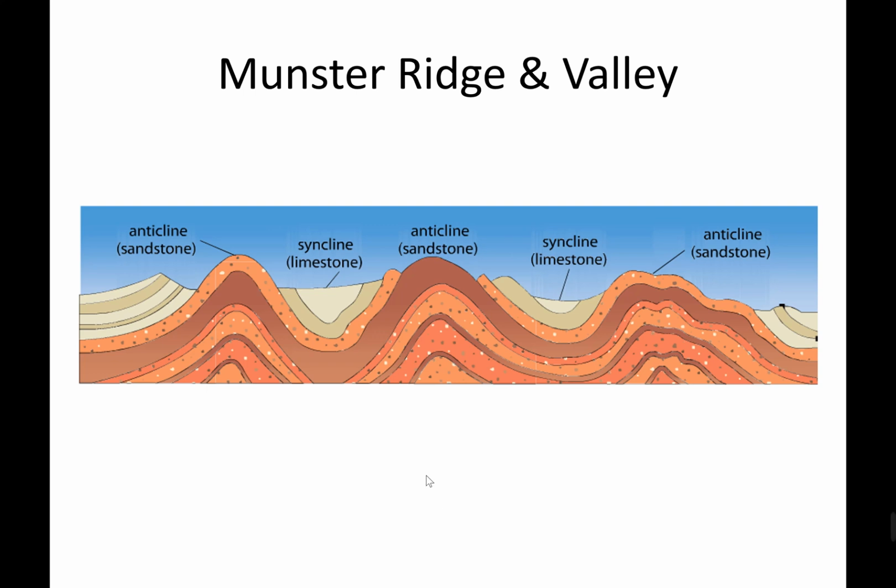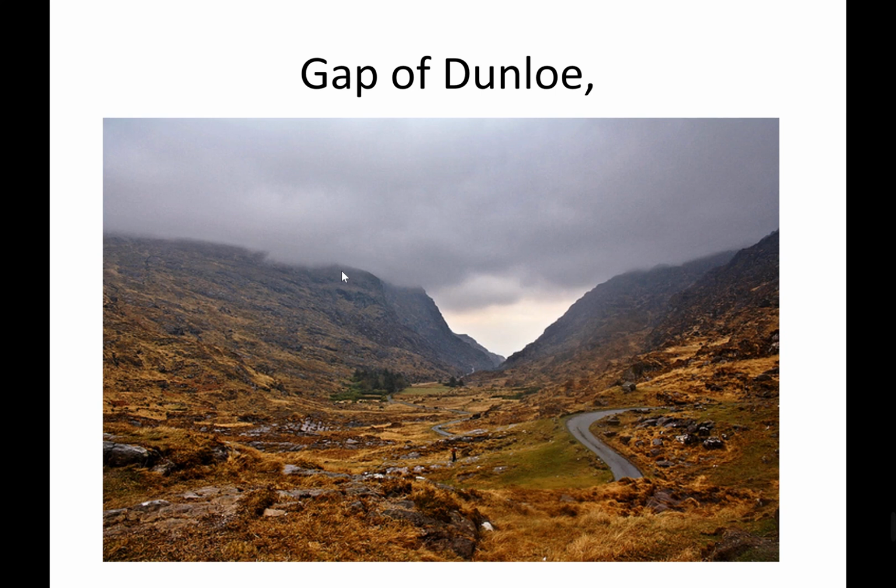Okay, so this is like a cross section through Munster Ridge and Valley. If you were to cut down into the middle of it, this is what you'd see. So the anticlines are made of sandstone because all of the limestone has been removed. The synclines, or the valleys, are made of limestone. Okay, and basically you need to be able to explain why, and that diagram's in your notes on page 13.